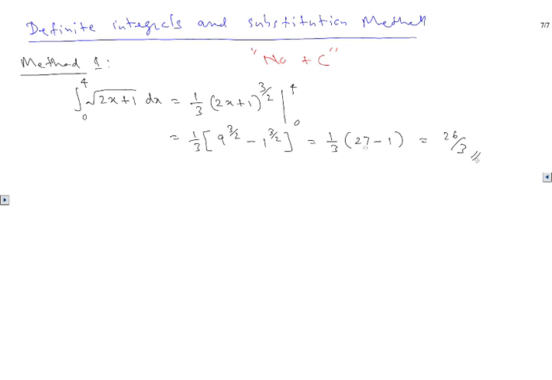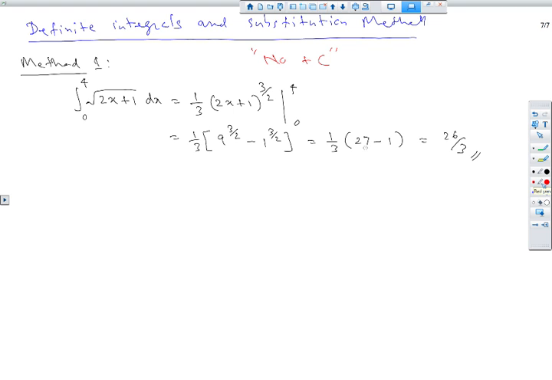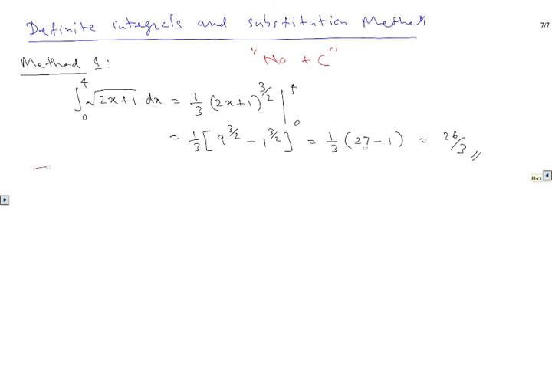But I'm going to show you a different technique as well. So before that, let's discuss this formula, and then discuss the method. So what's the theorem? I'm going to write the theorem: substitution method for definite integrals.